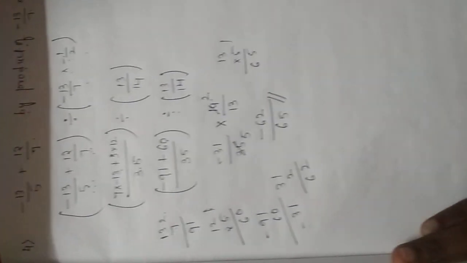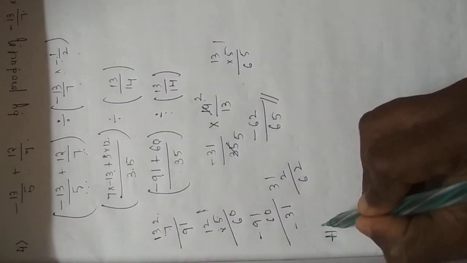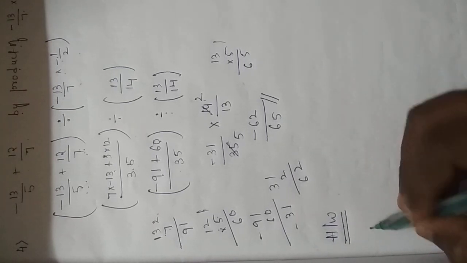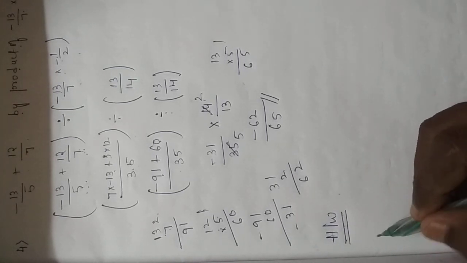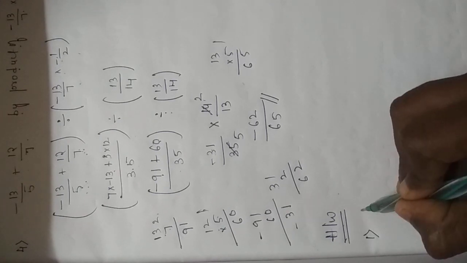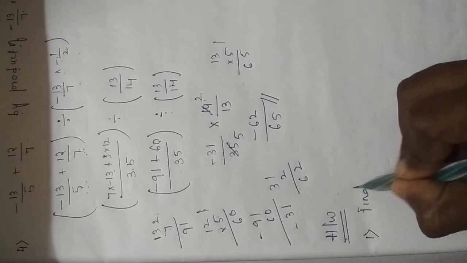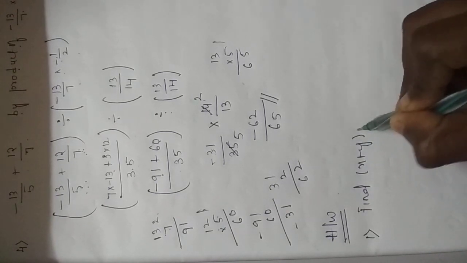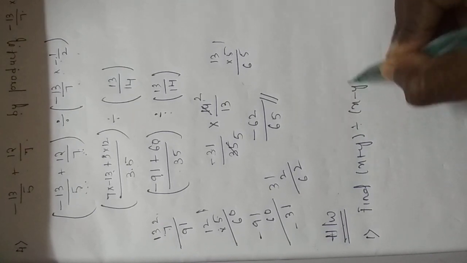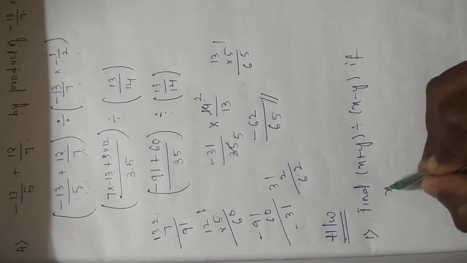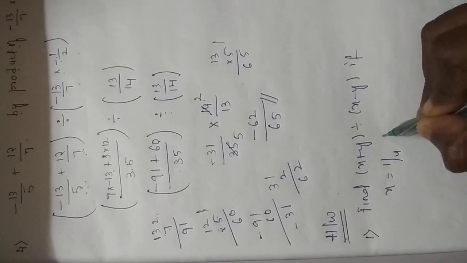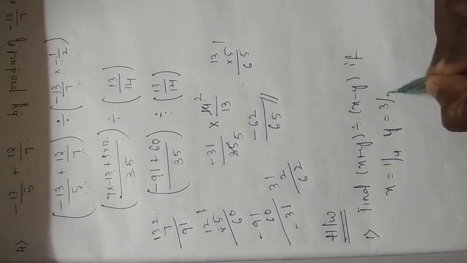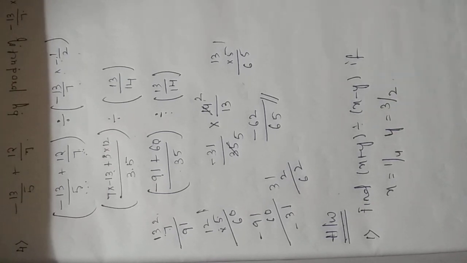Okay, students, I think you understood this one. So your homework will be: find (x + y) divided by (x - y) if x is equal to 1/4, y is equal to 3/2. Okay, thank you, students.